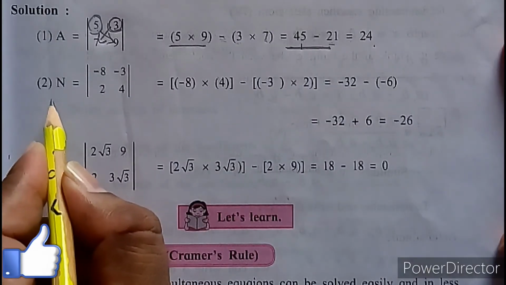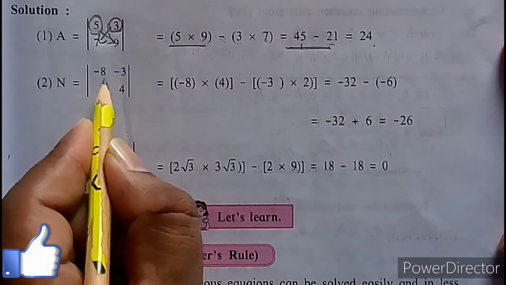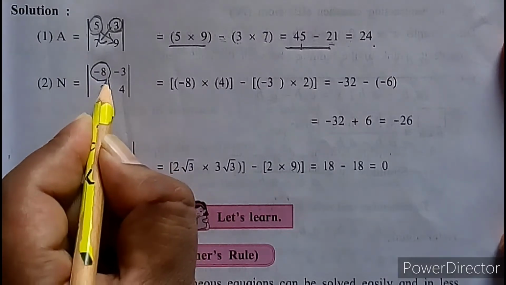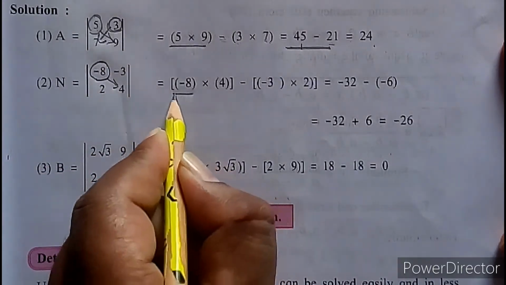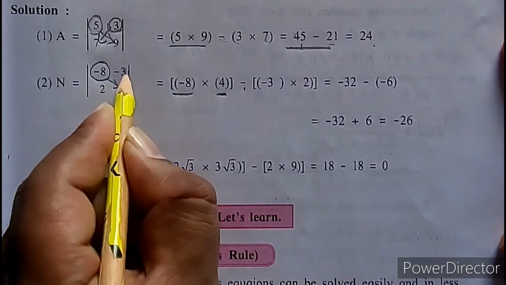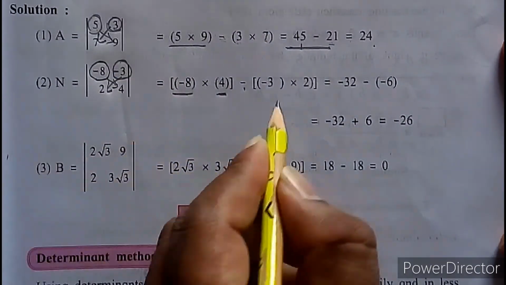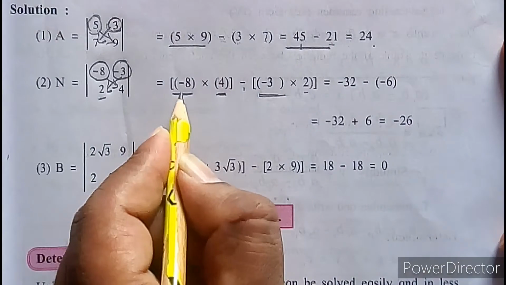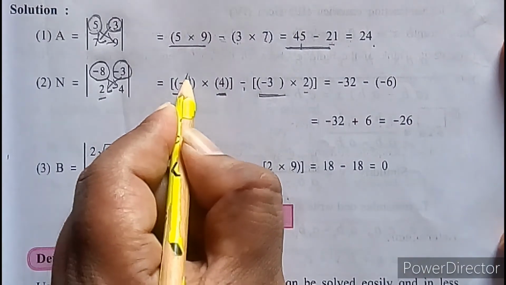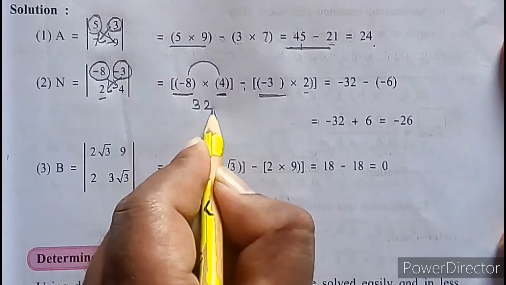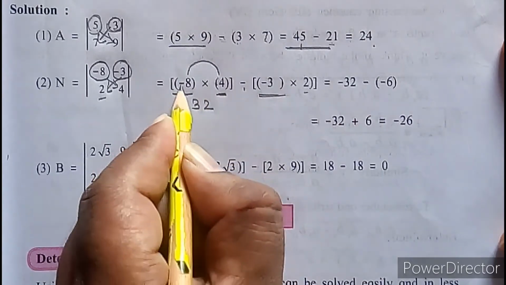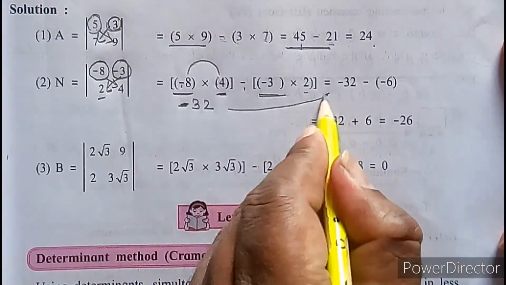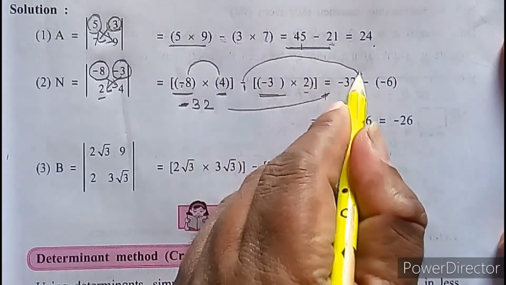The second determinant, N equals, in between the lines minus 8, minus 3, 2, 4. Now this minus 8 will be multiplied with 4, that is minus 8 multiplied with 4, minus this minus 3 multiplied with this 2. Now 8 into 4 is 32, but minus into plus is minus, therefore it comes minus 32. This minus stays as it is.